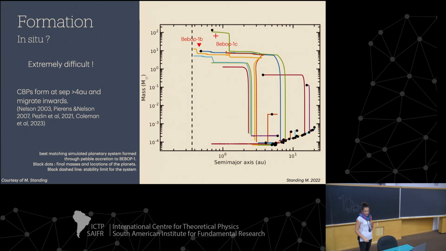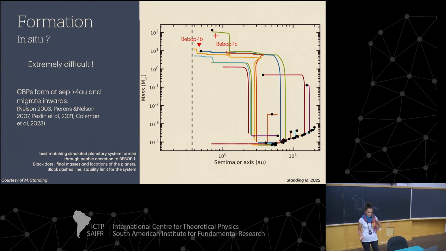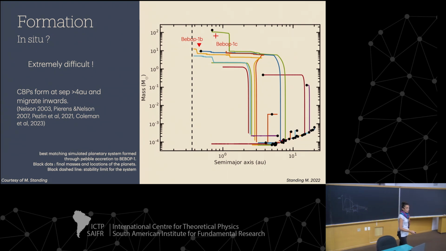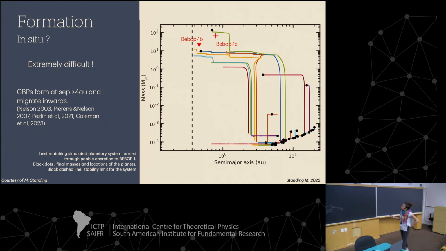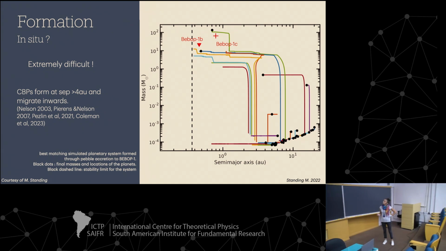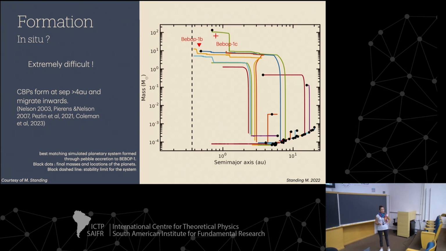This was, again, another work after they discovered Bebop 1b and 1c. They tried to do a formation simulation of these planets to understand if they could form in situ or not. How do you read this plot usually? So these are called growing tracks. Maybe you saw them with Vladimir, it's possible?